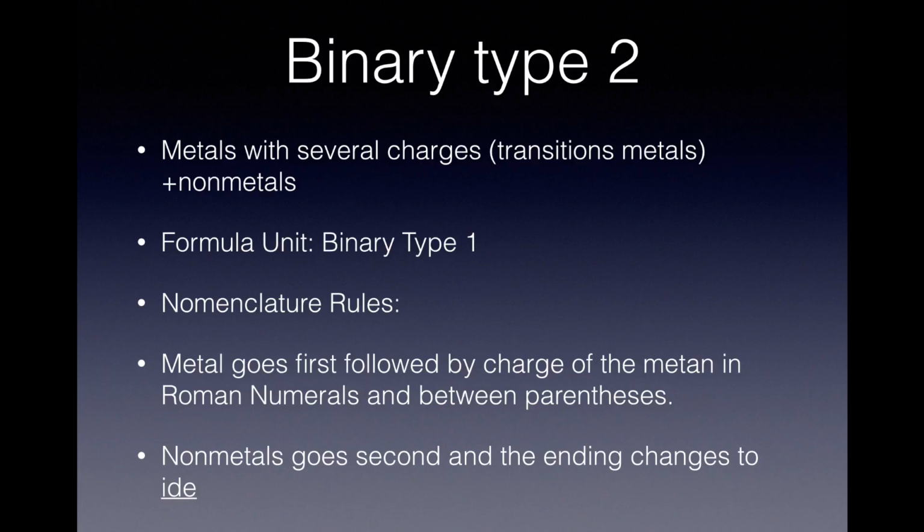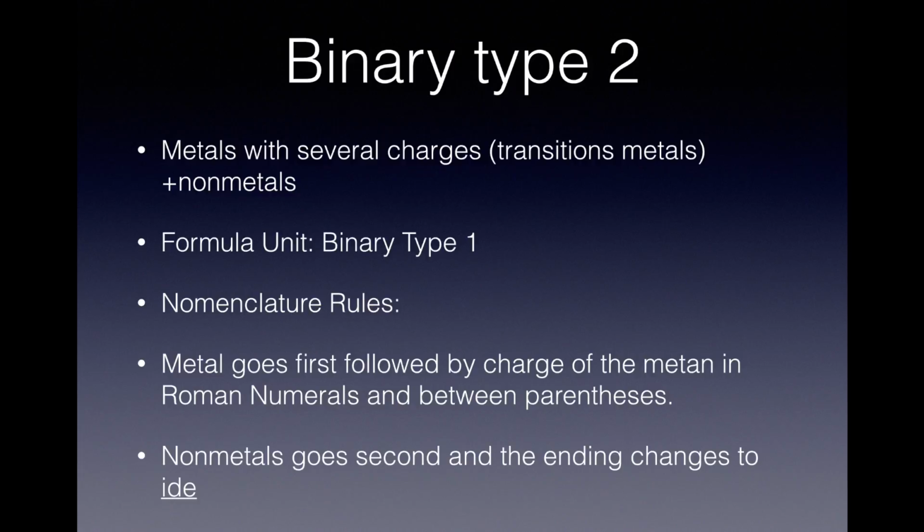Moving on to binary type 2. Binary type 2 is a metal with several charges, which are transition metals, usually in the center of the periodic table, that we use but not as commonly as the representative metals. And they are those types of metals plus non-metals. The formula unit is the same as binary type 1, and the rule is the metal goes first, followed by the charge of the metal in Roman numerals between parentheses.